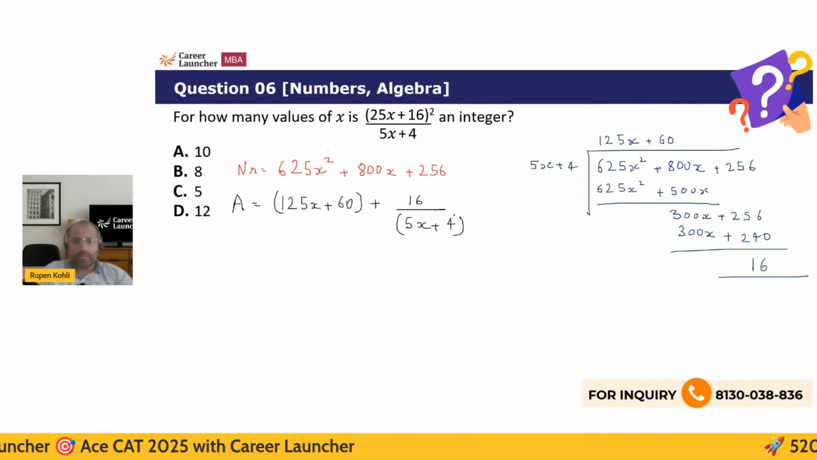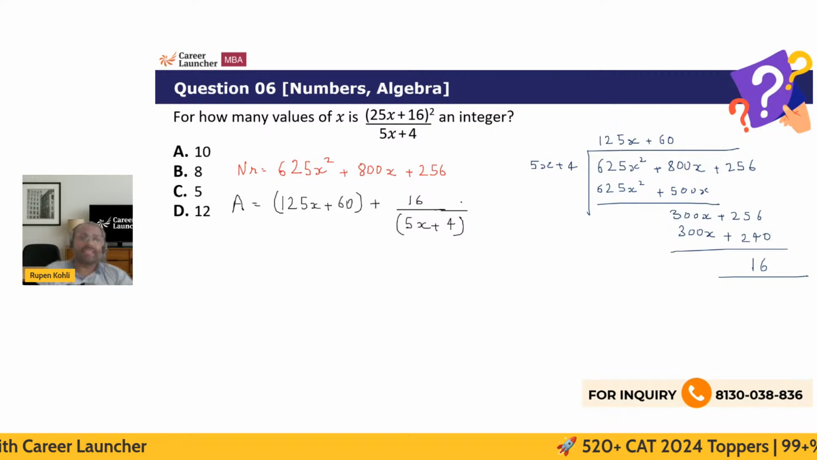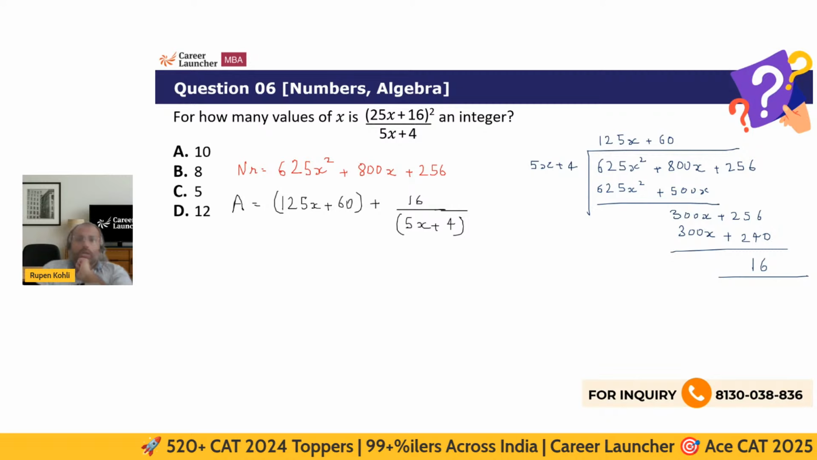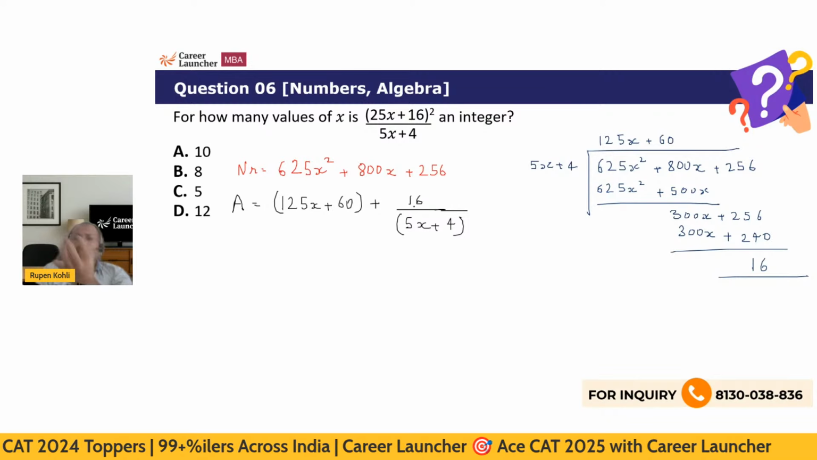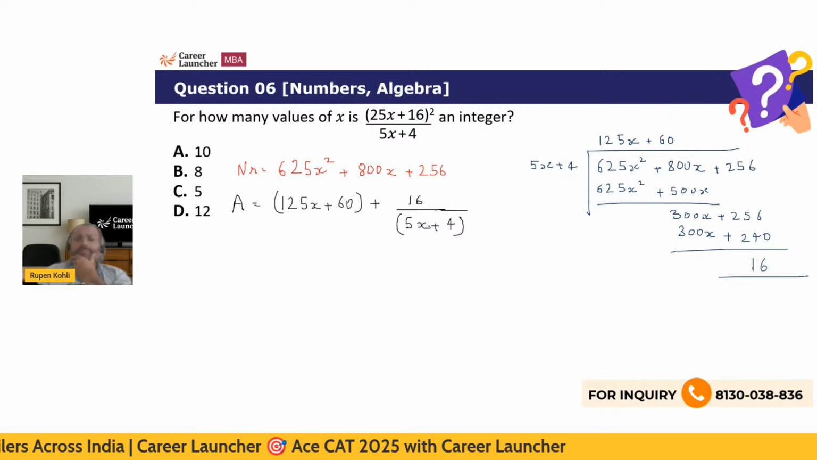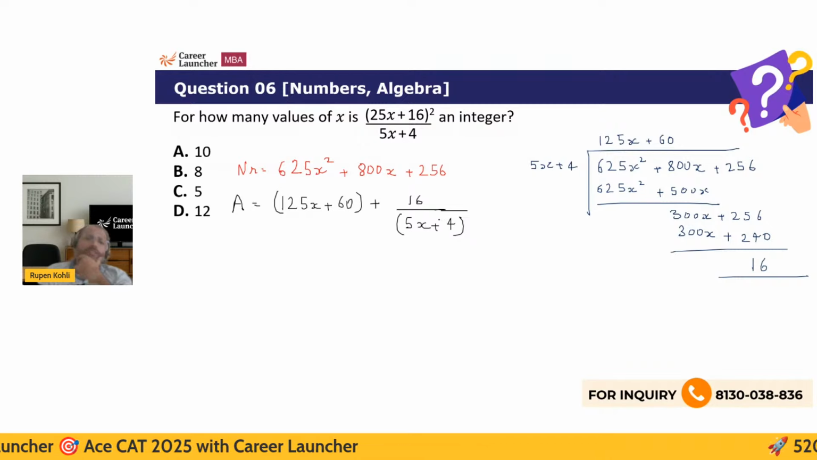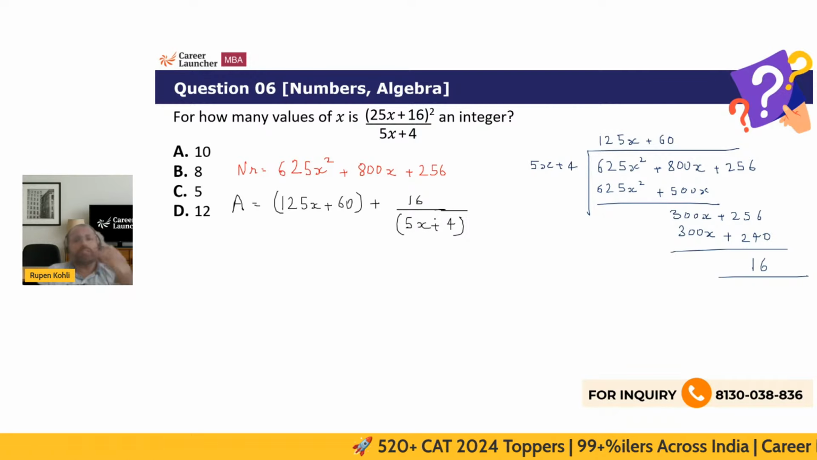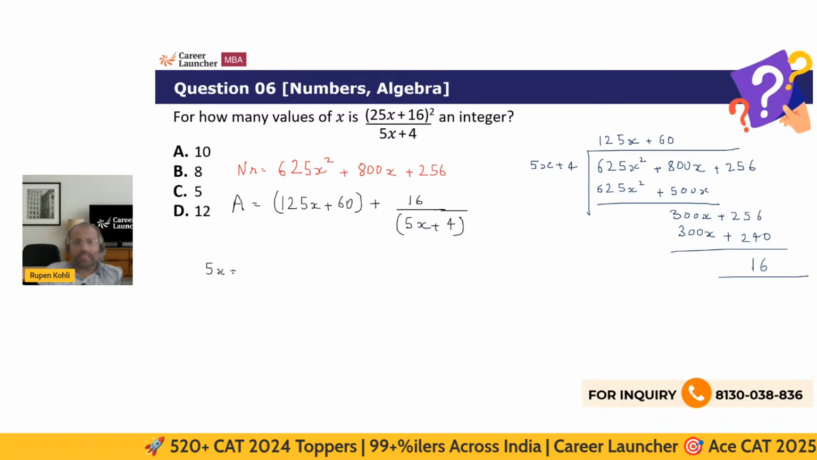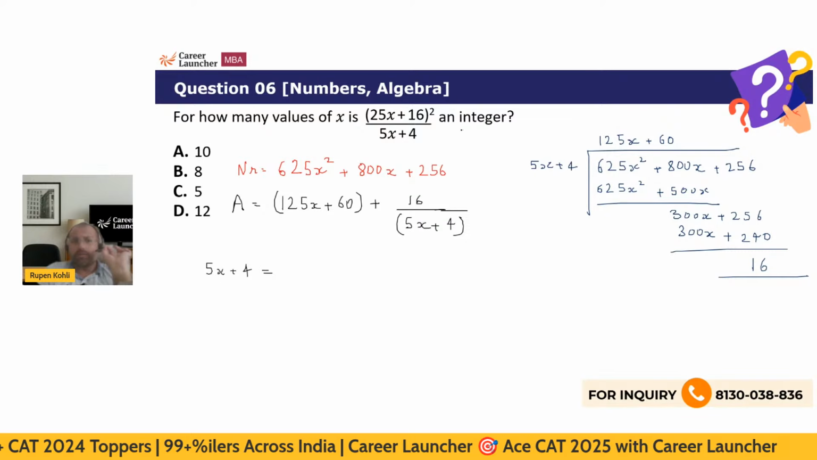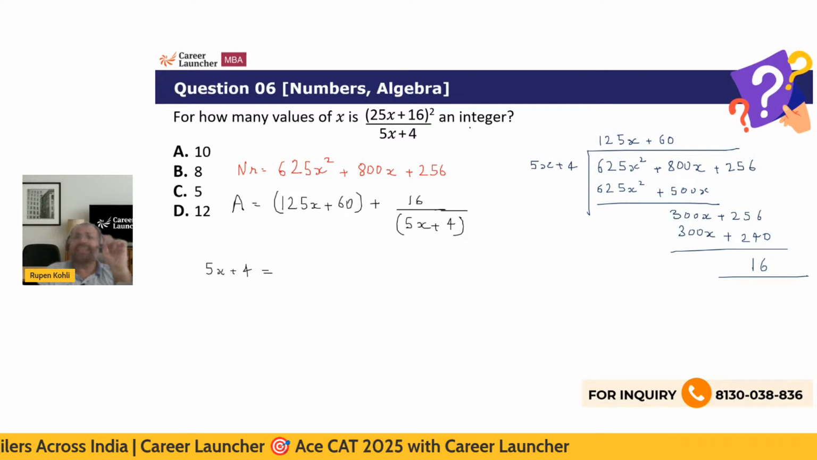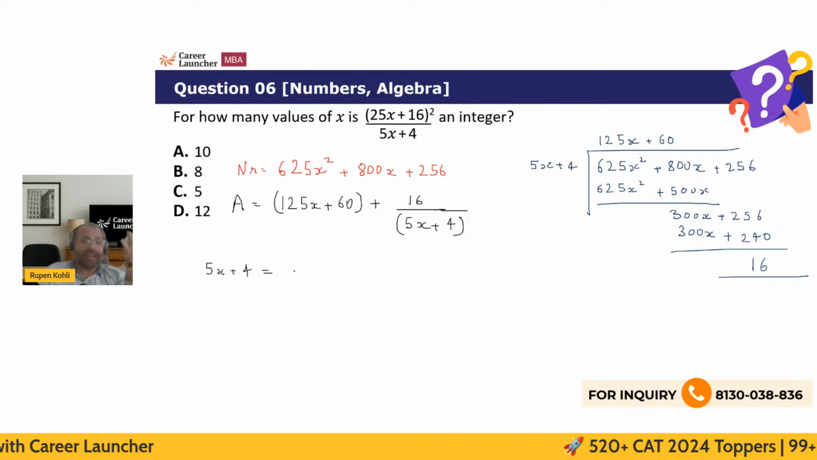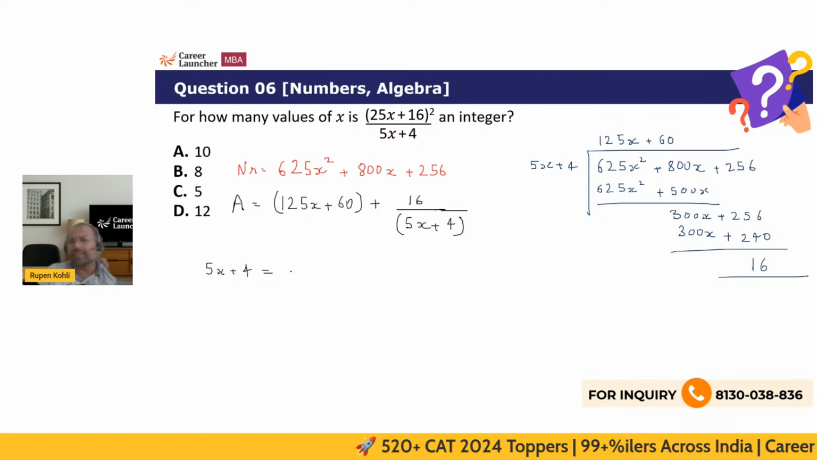Now look at the question very carefully. For how many values of x is this expression an integer? So A needs to be an integer, for which 16 divided by 5x plus 4 should be an integer. So 5x plus 4 should be a factor of 16. If 5x plus 4 is a factor of 16, so 5x plus 4 can take what values? Now remember, the question is saying for how many values of x is this an integer? The question is not saying positive integer.